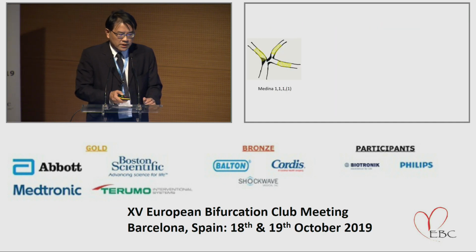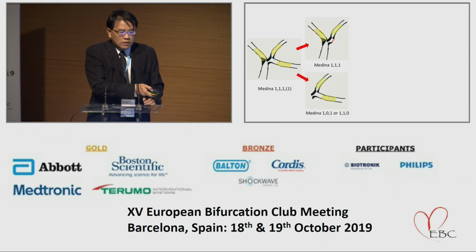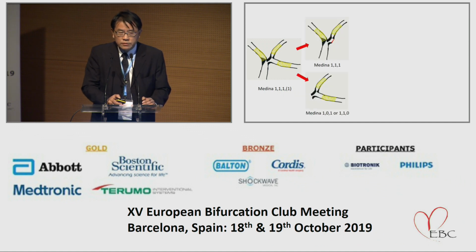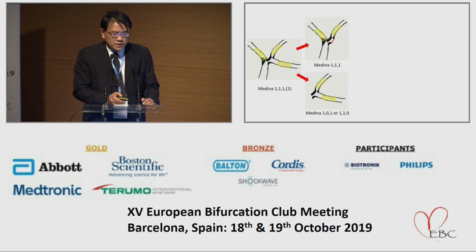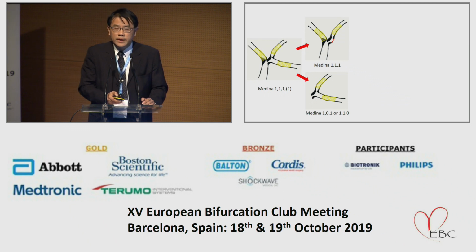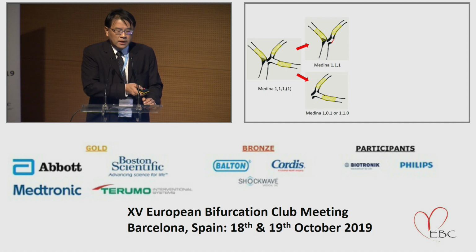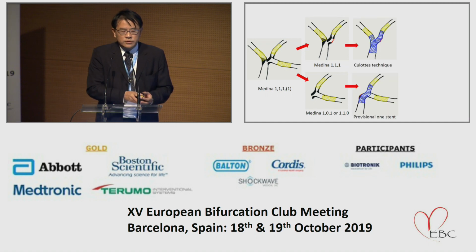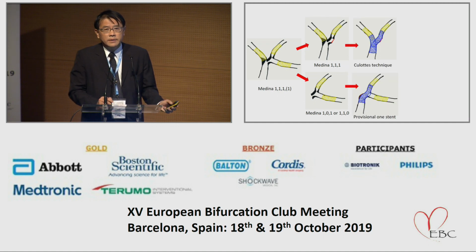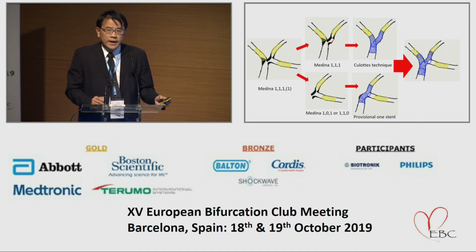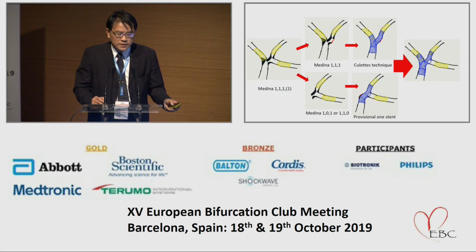This is our lesion. It looks like a Medina 1,1,1 lesion. We intentionally divided it into 2 bifurcation lesions. The upper one is the Medina 1,1,1, the lower one is Medina 1,0,1 or 1,1,0. And we decided to use a cross technique for the upper bifurcation and the provisional one-stent strategy for the lower one. And this is our treatment goal.